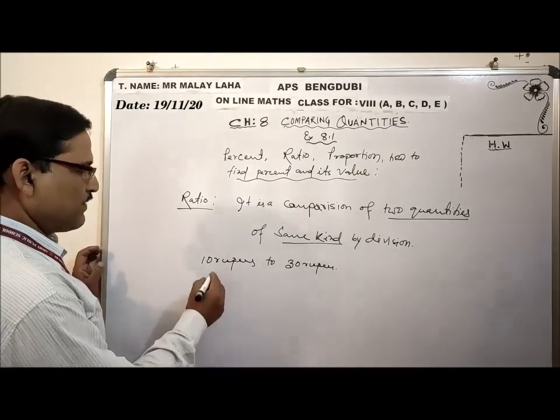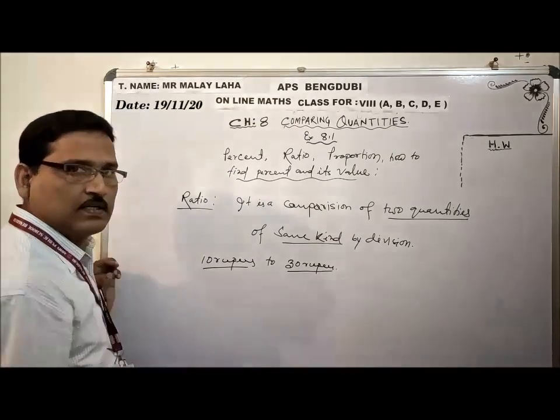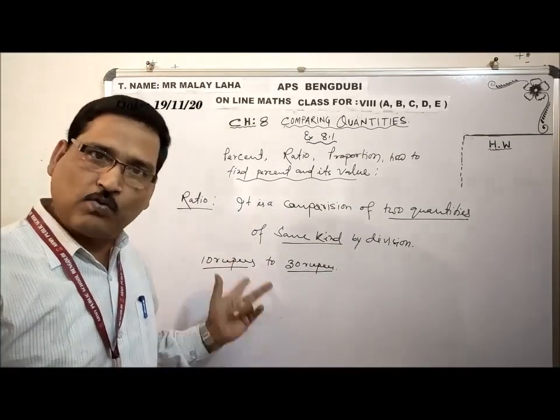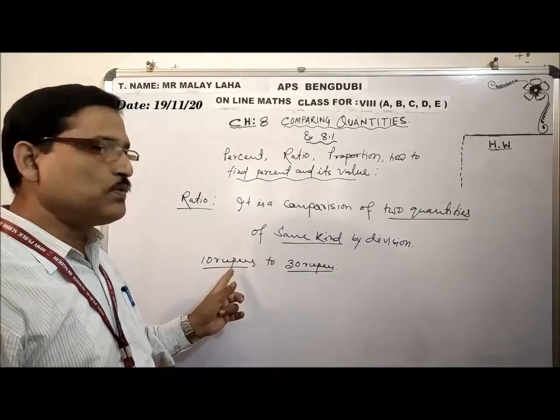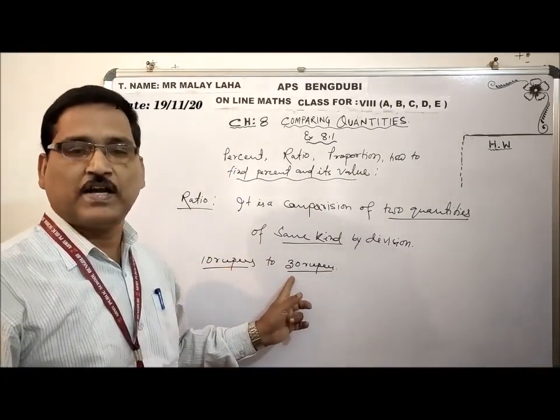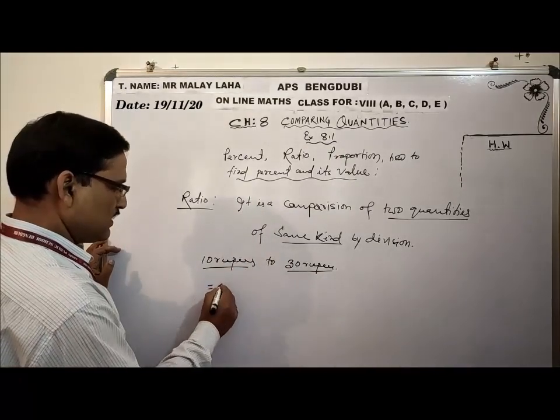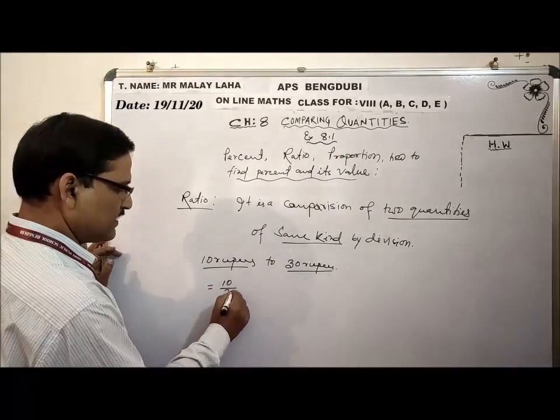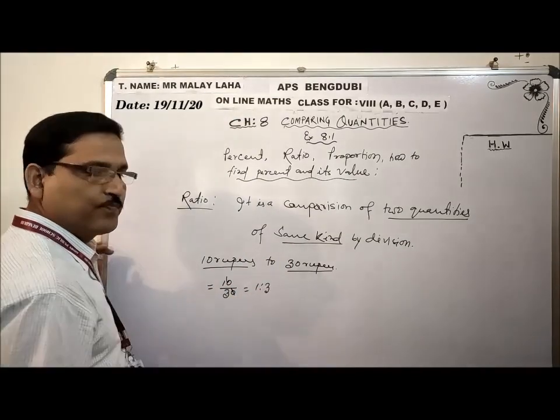So how can I write it down? First quantity is 10 rupees. Second quantity is 30 rupees. So there are two quantities, and the kind is what? Rupees, the unit. So then I can write that equals 10 by 30, that is cut, 1:3.